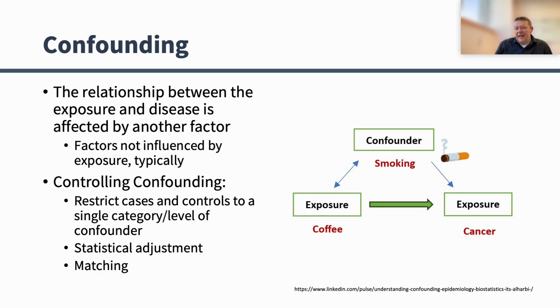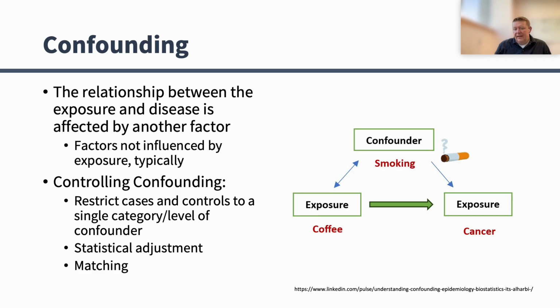Well, one, we could sample from different levels of that confounder. So in the case of the coffee and cancer relationship, we could have controls and cases that are sampled among smokers and then those that are from non-smokers. And that way we are stratifying our exposure and outcome by this confounder. And then you can adjust for that confounder statistically in different ways, or you can take it out of the equation by matching.